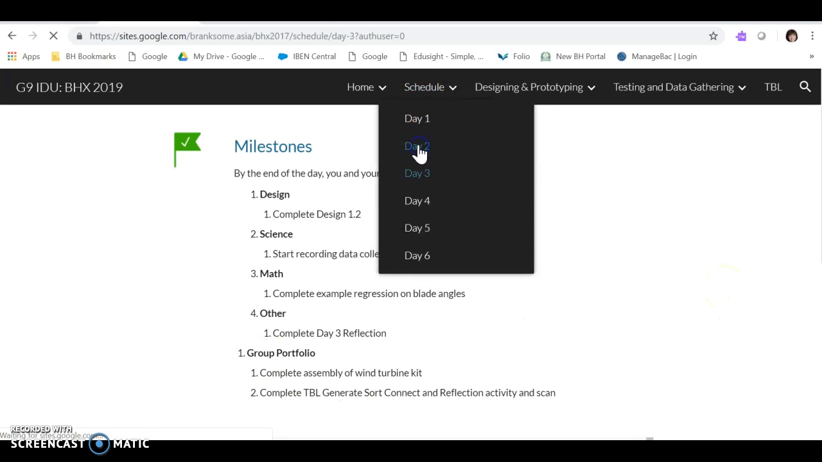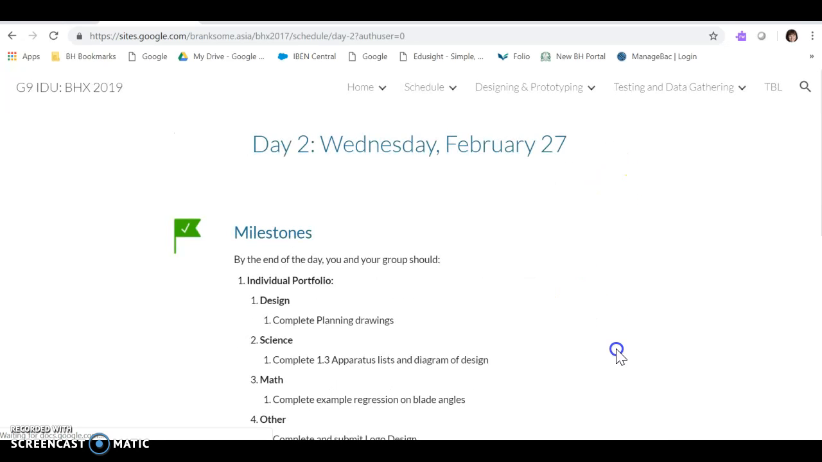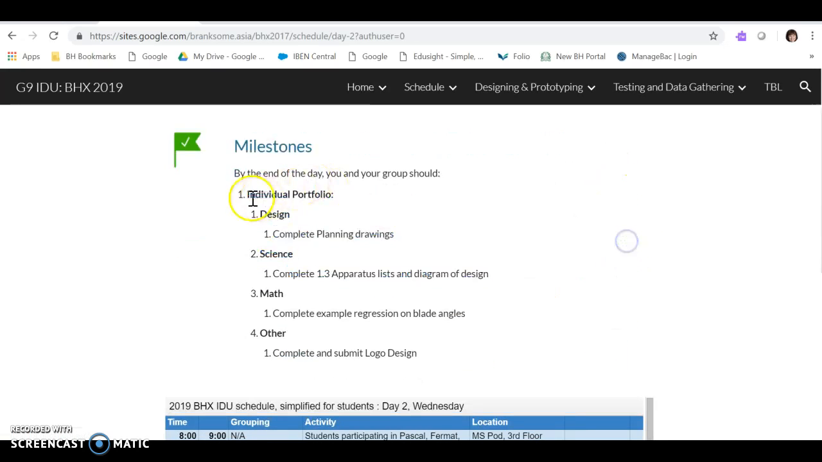So let's go back and take a look at day 2. The one thing that you're going to notice is with the design, complete your planning drawings. We didn't have time to do all of that yesterday, so don't fret. As you're planning your day and you've got somebody in your team cutting and somebody else in your team gluing, not everybody can do those activities all at once. So you can divide that out, who's going to take turns doing those sorts of activities. And when you're not the one doing that, you can be going back to your individual portfolio and building on it.